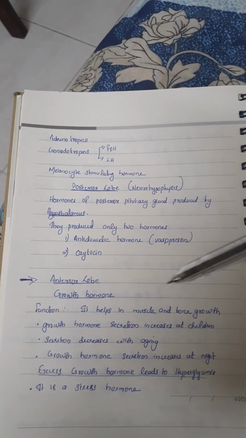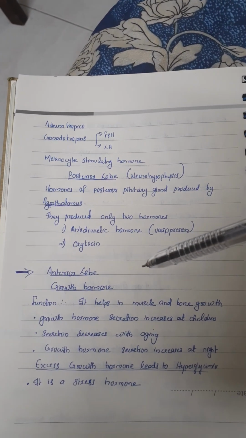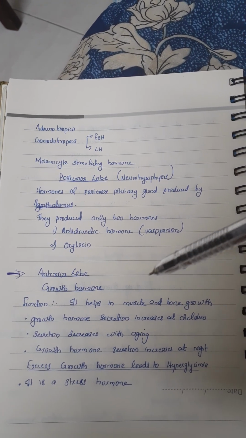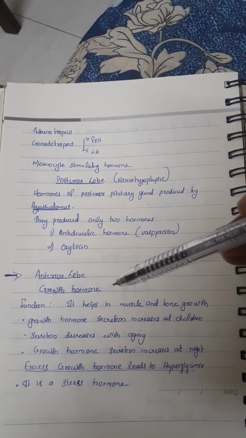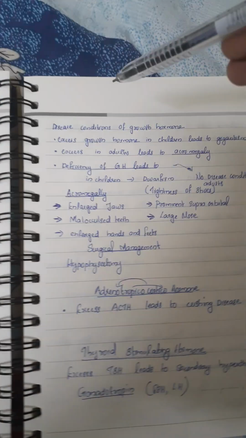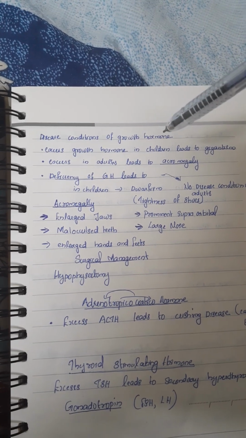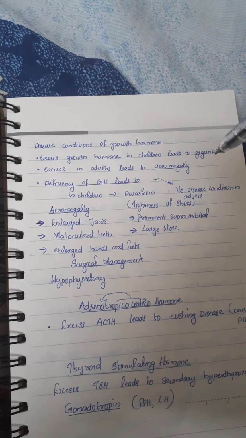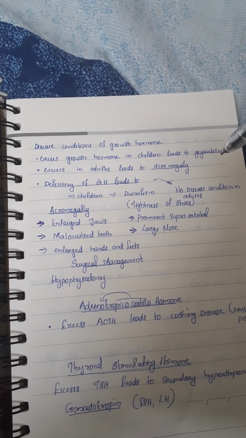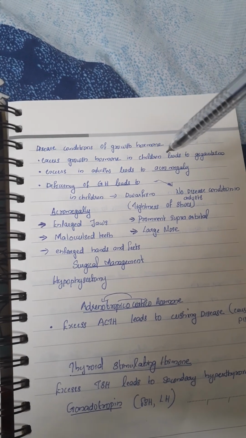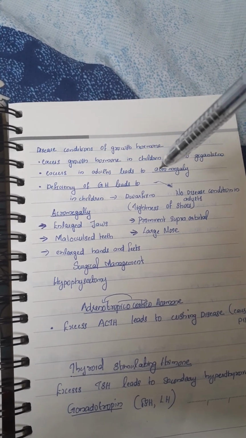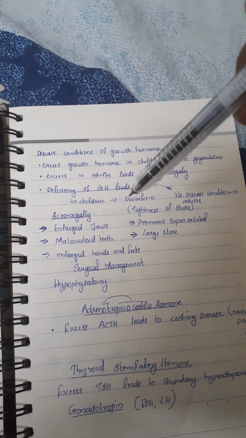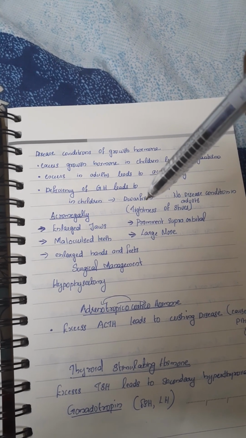Some diseases occur due to excess secretion and deficiency. Let us explain the diseases caused by inappropriate production of growth hormone. Excess growth hormone in children leads to gigantism, a very important disease. Excess in adults leads to acromegaly. Then deficiency of growth hormone in children leads to dwarfism.